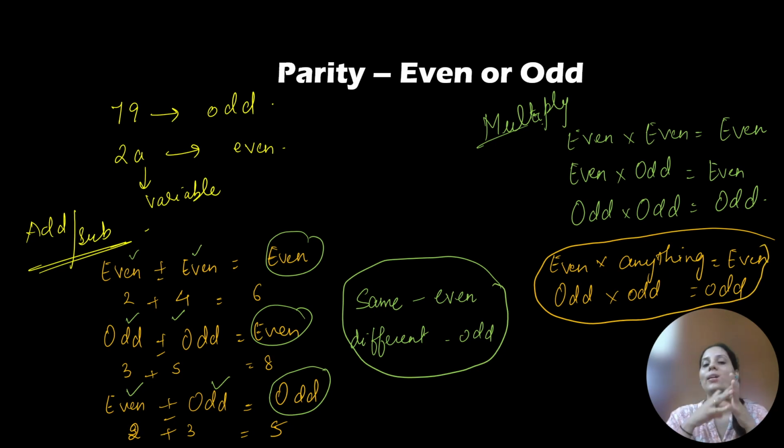This is about multiplication. I don't want you to learn it by heart. You can just take small numbers, 1 into 2, 2 into 3, and find out then and there. But without calculating, you need to know this. Same parity, even. Different parity, odd. Even into anything gives you even. Odd into odd gives you odd.